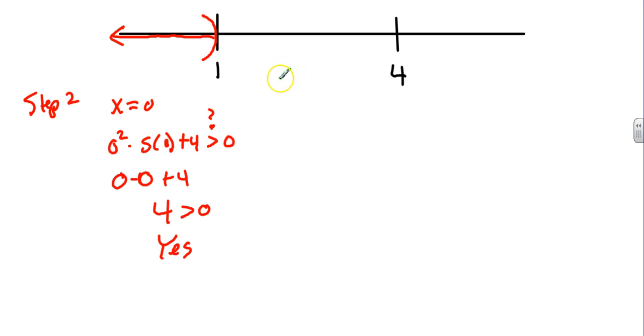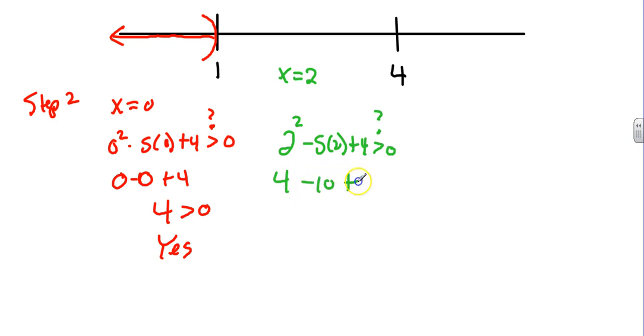So for here, we're going to plug in x equals 2 or 3, doesn't matter, and just see what happens here for that part. So it's 2 squared minus 5 times 2 plus 4 greater than 0, and that's our question mark. Is that true or false? So that's 4 minus 10 plus 4. Negative 6 plus 4 is negative 2 greater than 0. That's no. So that's a false.